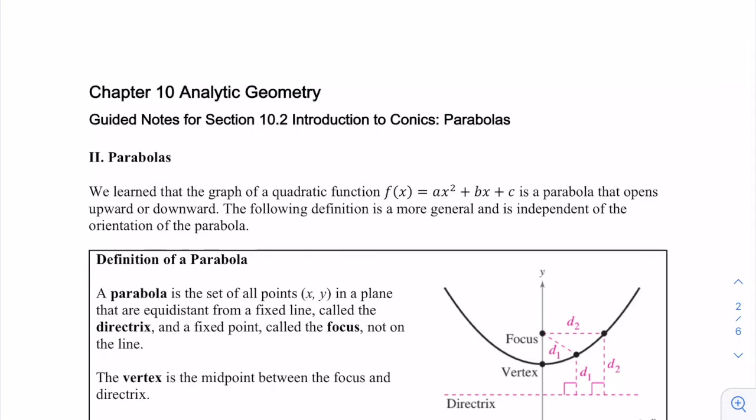Today we're going to talk about parabolas a little bit more in depth. And you probably might say that you already know a lot about parabolas because you know the quadratic function and how parabolas open up or open down. And that is true, but there are also more parabolas. So we're going to define it in a more general way.